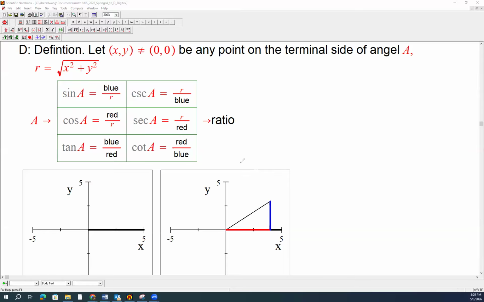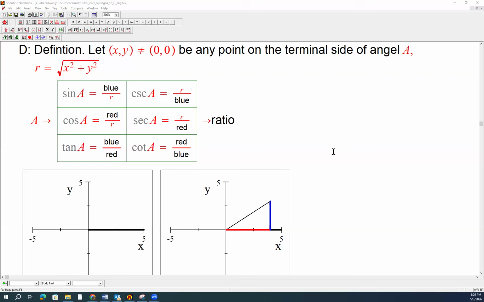Okay. So now we can see that if you know cosecant, you know sine. If you know cosine, you can find secant. If you know tangent, you can find cotangent, right? So this is one way to find it. So those ratios are then defined, okay?